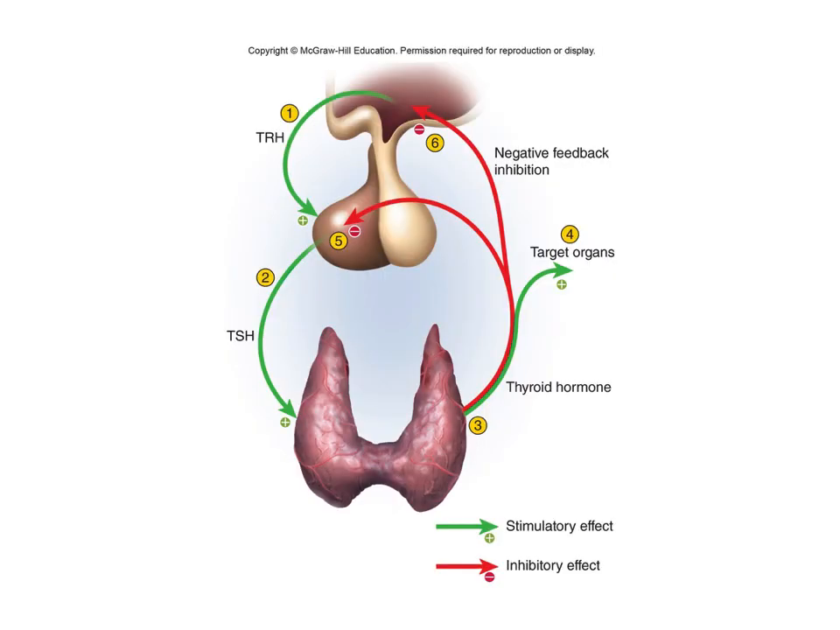So how exactly would that work? Well, let's talk about the green arrows first. If your hypothalamus sees that you have low levels of thyroid hormone in the blood, it is going to cause the production and release of thyrotropin releasing hormone. So TRH is going to travel from the hypothalamus to the anterior lobe and find those thyrotropic cells.